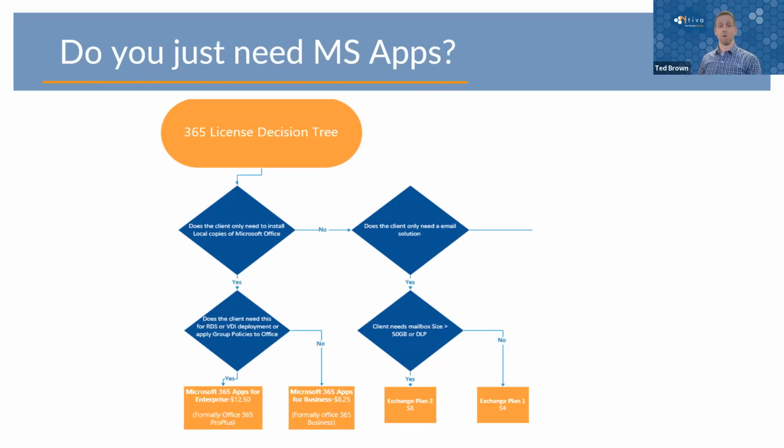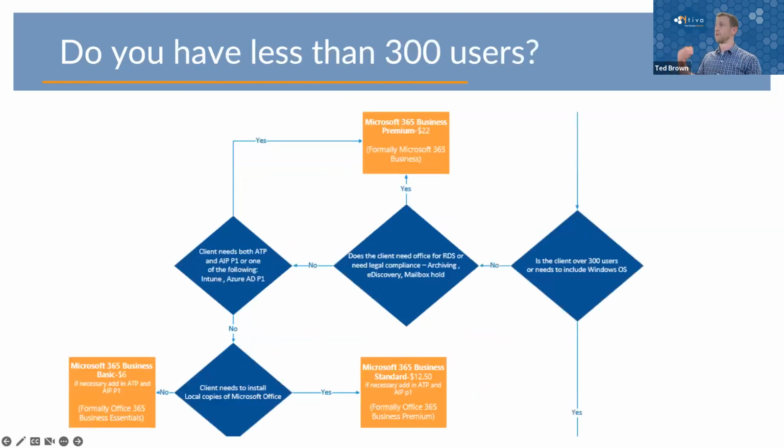But now if I need more than just Office on my computers, and more than just email, we step down to the bundle section here. The question I ask now is, how big are you? Do you have less than 300 users? If you do, we can step into the Microsoft 365 small business bundles. Great, so you're under 300 users. Now, do you need to install Office on your computer? And if you do, do you need it on a remote desktop session? Because that defines the next licensing type you have.